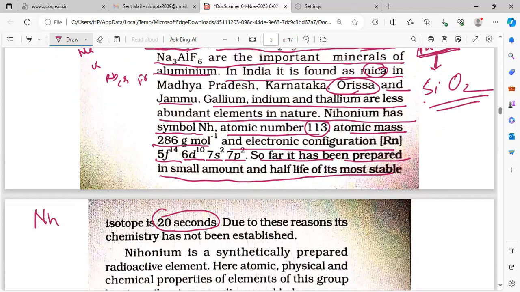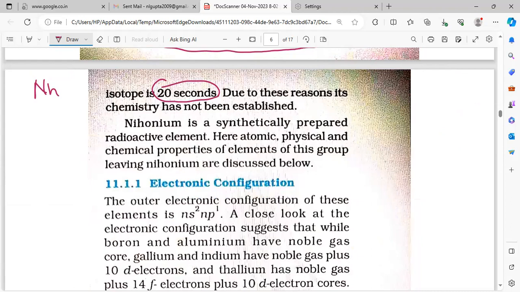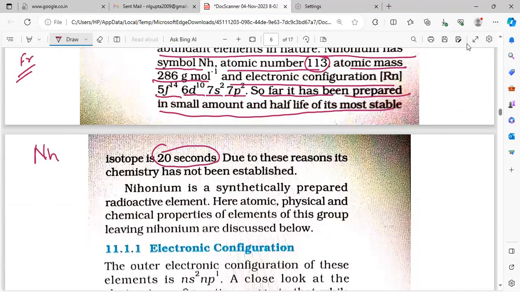What is the half-life period of francium? You need to write it somewhere, then only it will be helpful. Okay, no problem. Sir, which elements do I need to write? Francium and radium, the last elements, are radioactive. Their half-life is very short, it can be 12 days, 20 days, 15 days. Like here, nihonium is 20 seconds. I will send you the half-life period of all the elements.